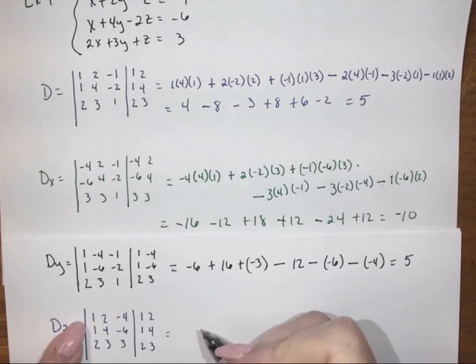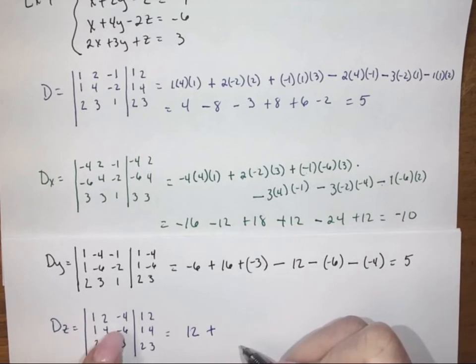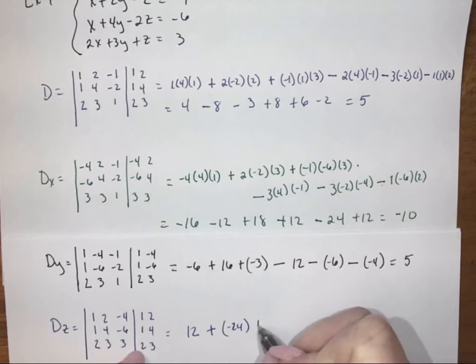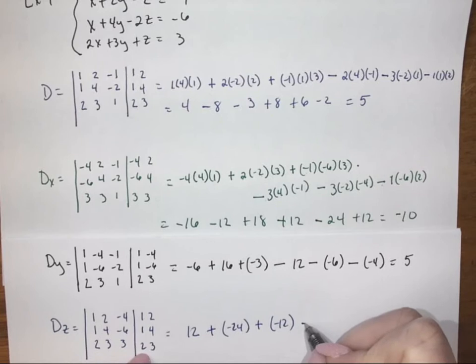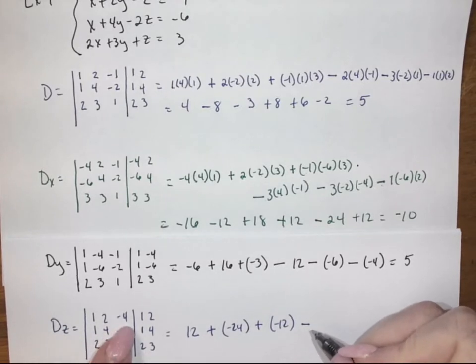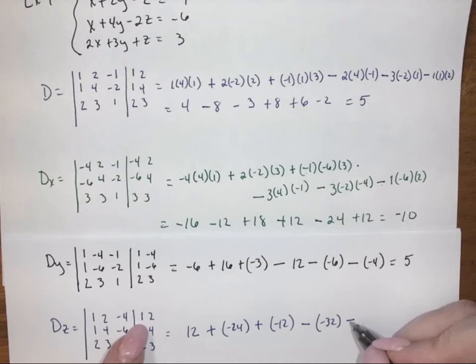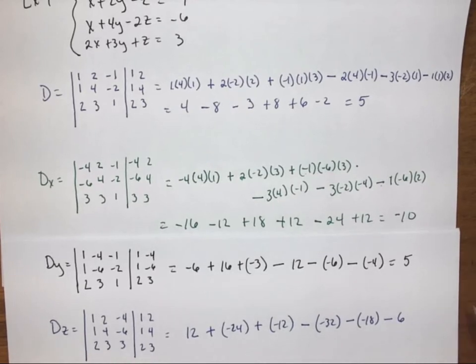All right, so we have 1 times 4 times 3 will get us 12, plus 2 times -6 times 2 will get us -24, plus -4 times 1 times 3 is -12, minus 2 times 4 times -4 is -32, minus 3 times -6 times 1 will get us -18, minus 3 times 1 times 2 is 6. And when we add all those together, we should end up with 20.